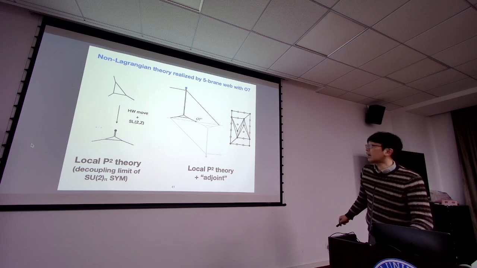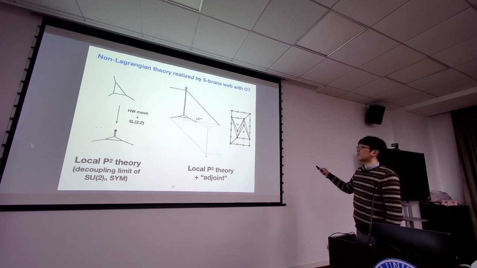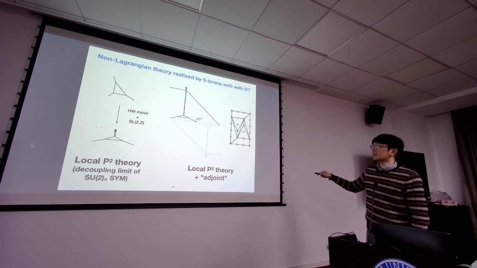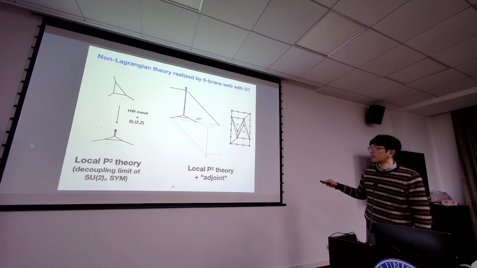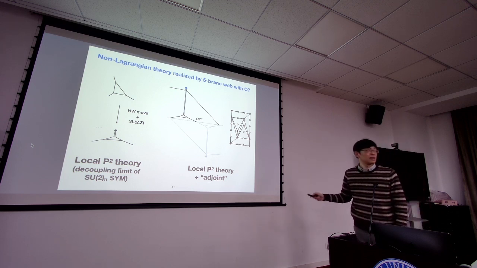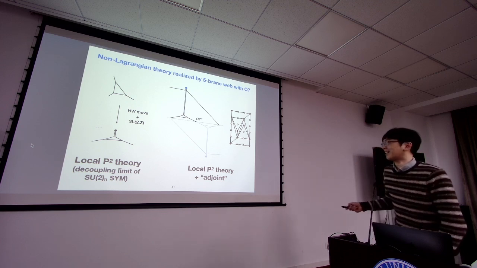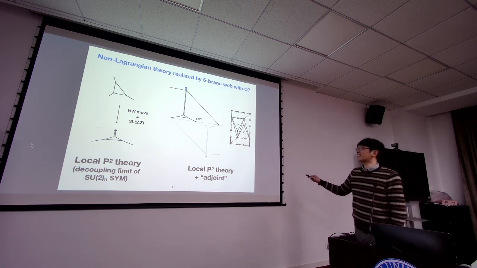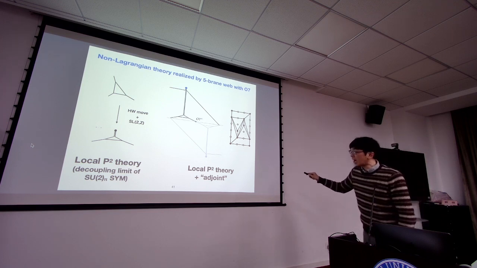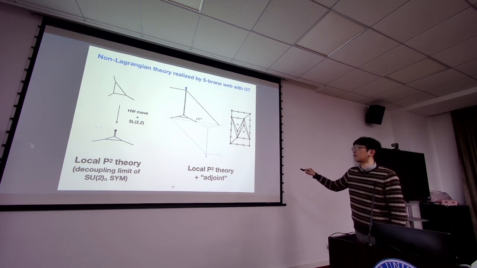So finally, I also computed the non-Lagrangian theory realized by a brane web with O7, and this is exactly the same theory as local P2 plus adjoint or local P2 plus symmetric. And Sung-Soo said that he will explain, but anyway, I would like to emphasize that we know how to compute the Seiberg-Witten curve even if we have O7+.